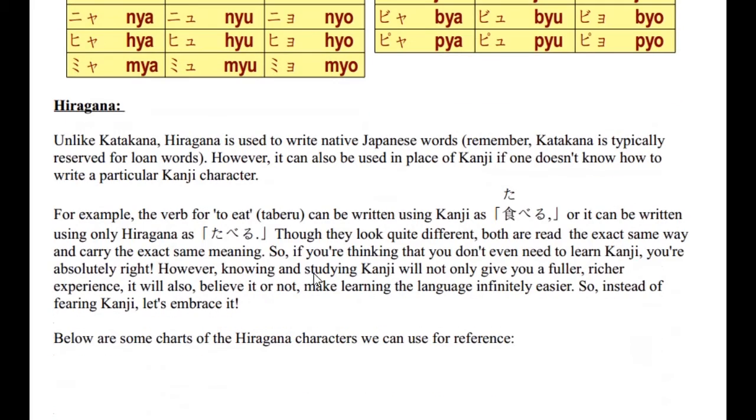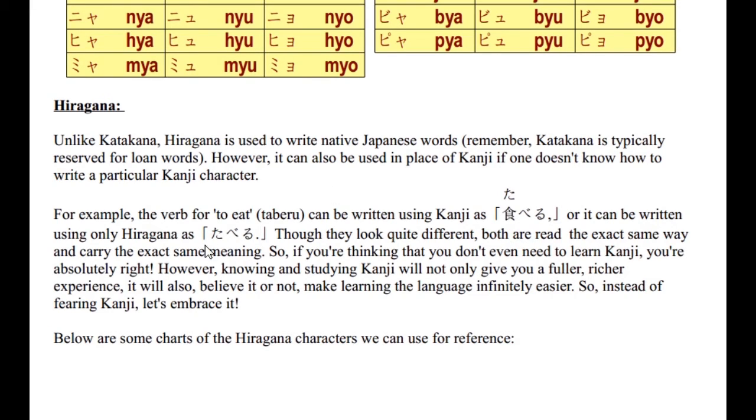All right, next we're going to move on to our hiragana. So hiragana, unlike katakana, is used to write native Japanese words. What this means is, for example, if we have the word for to eat, which is taberu, we use hiragana. So here we have a hiragana for be, hiragana for ru. And as you'll notice here, we have the kanji character. So if for some reason you didn't know how to write this character, you could just use hiragana. So you could write it as taberu, taberu. This word right here is pronounced the exact same as this word right here.